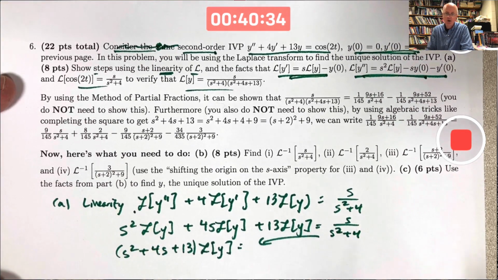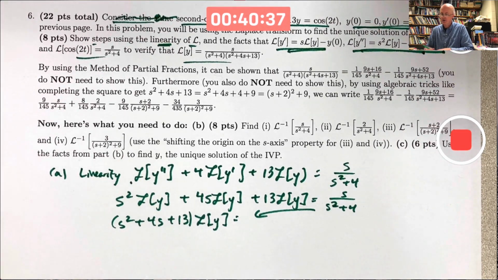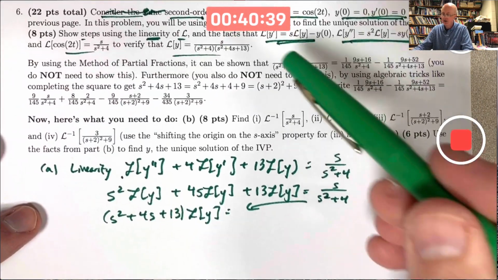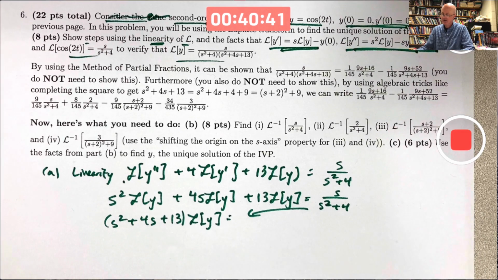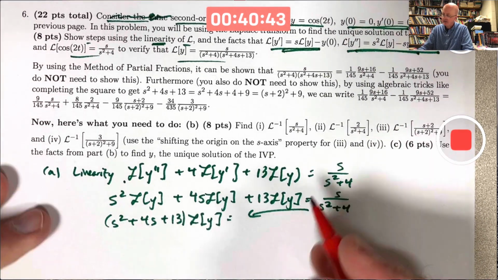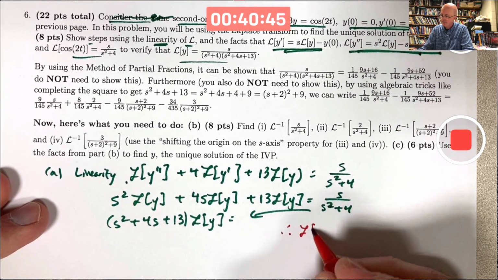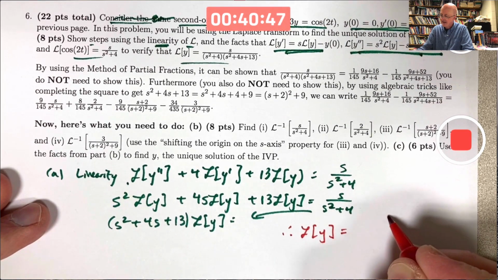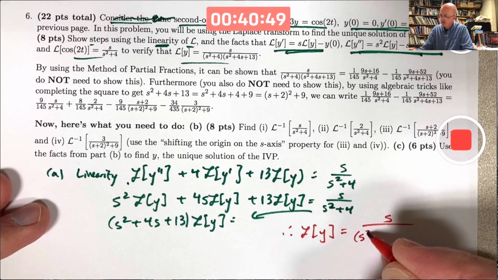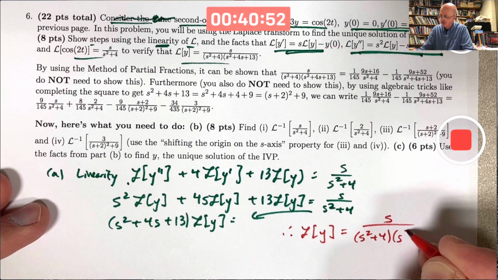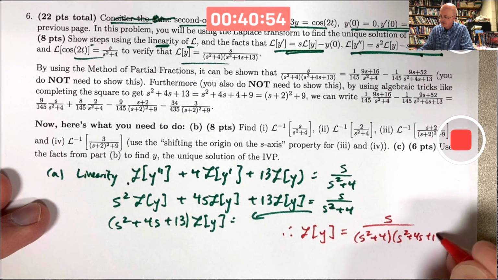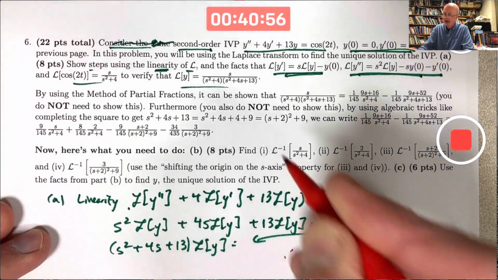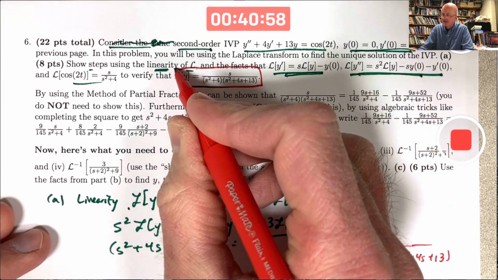And your last step for part A is just to divide both sides by s squared plus 4s plus 13, which you know you have to do, because what do you see there? Let's just write 3 dots for therefore. Therefore, L of y is s over the product of s squared plus 4 and s squared plus 4s plus 13. That's doing part A. That's verifying this fact.